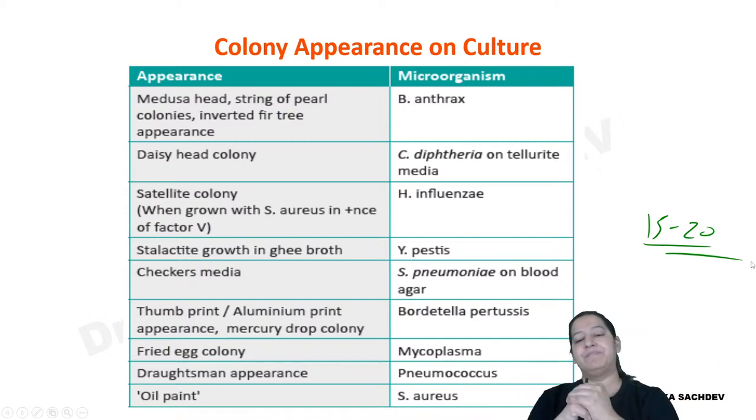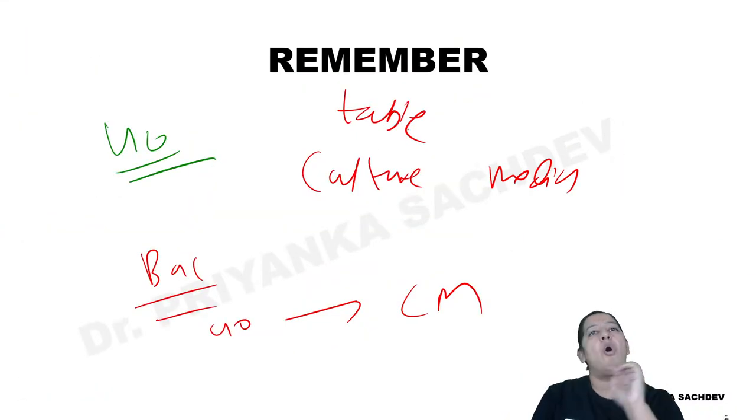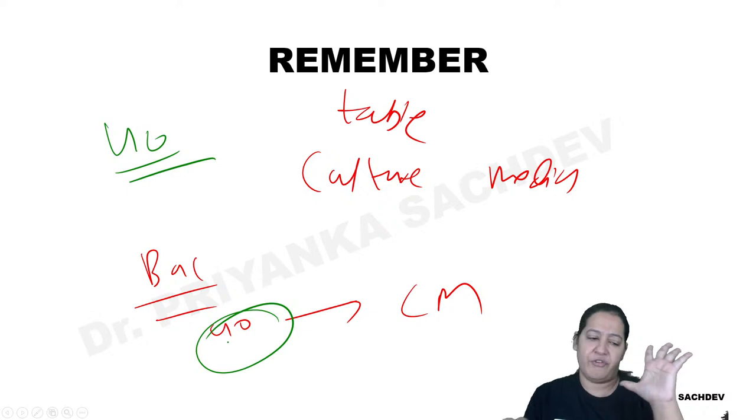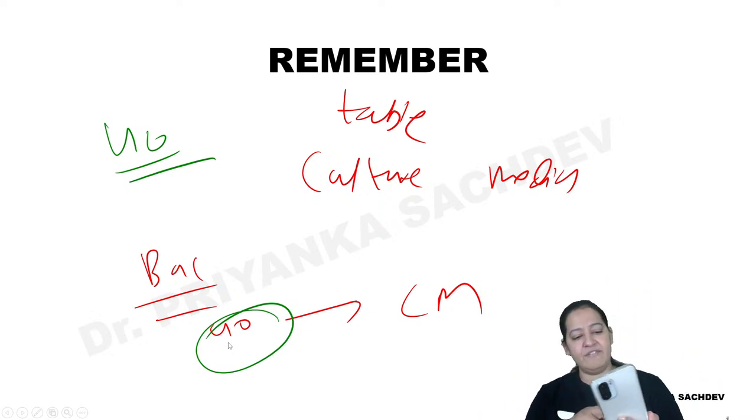So that is the thing. Give me a thumbs up, everyone. So what I have told you, the specific media for all 40 bacteria, nearly 40 to 50 bacteria. Give me a thumbs up. Everyone first give me a thumbs up, then I will proceed. Let me see if I can see your chat. Just a second. Yes, I can see.